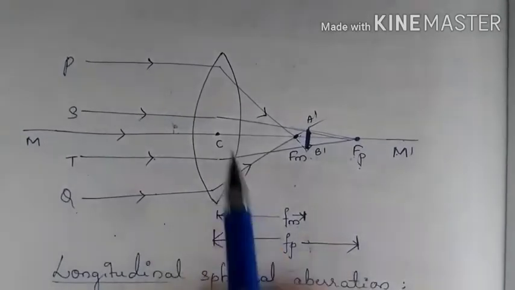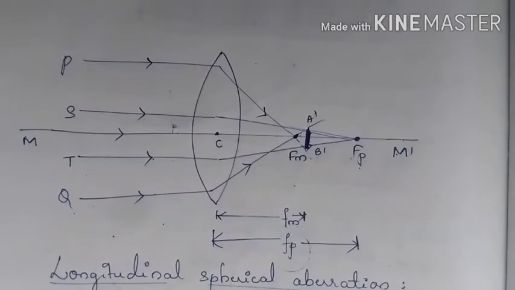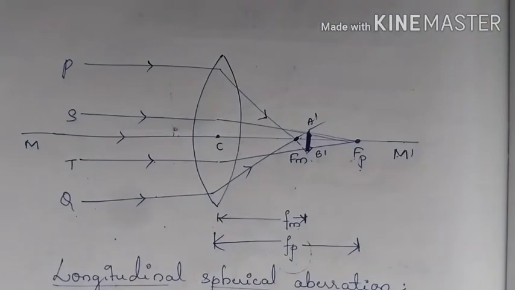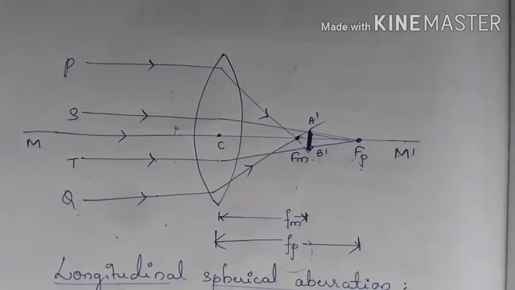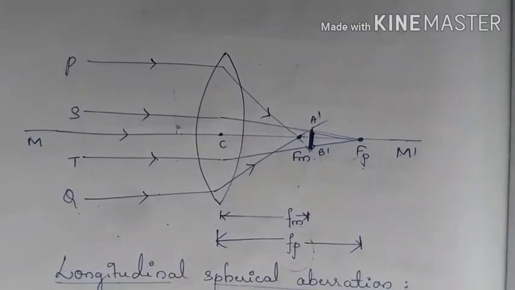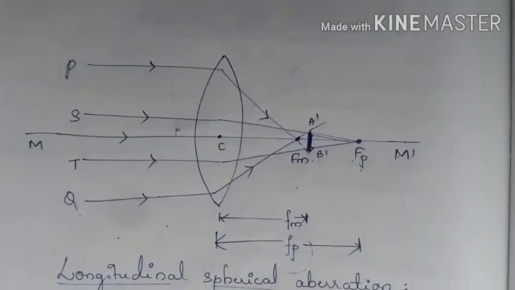So what we have done, we have taken four different rays. The first two rays, the PQ rays, are known as marginal rays and the ST rays are known as paraxial rays. So when these rays fall on a wide aperture convex lens, they will meet at different points, that is Fm and Fp. Fm is the focal point of the marginal rays and Fp is the focal point of the paraxial rays. So due to this, a bright or sharp image will not be formed.